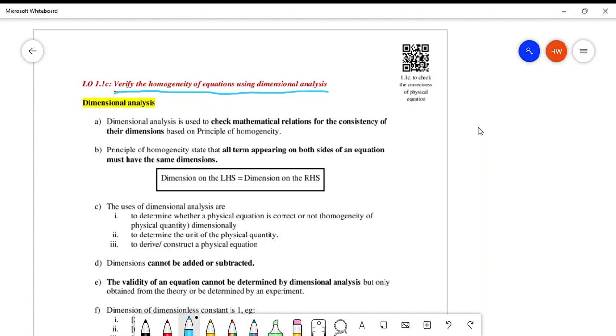So basically physicists use this analysis to check whether their equation is consistent, before they introduce the equation, before they do experiments based on the equation that they build up. Okay, so what is the principle of homogeneity?